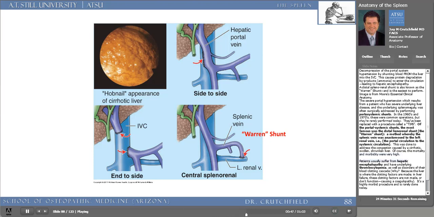Of course, the mortality and morbidity were very high. Patients usually suffer from hepatic encephalopathy and have underlying thrombocytopenia as well as disorders of their blood clotting cascade. It's a highly morbid procedure and is rarely done today.